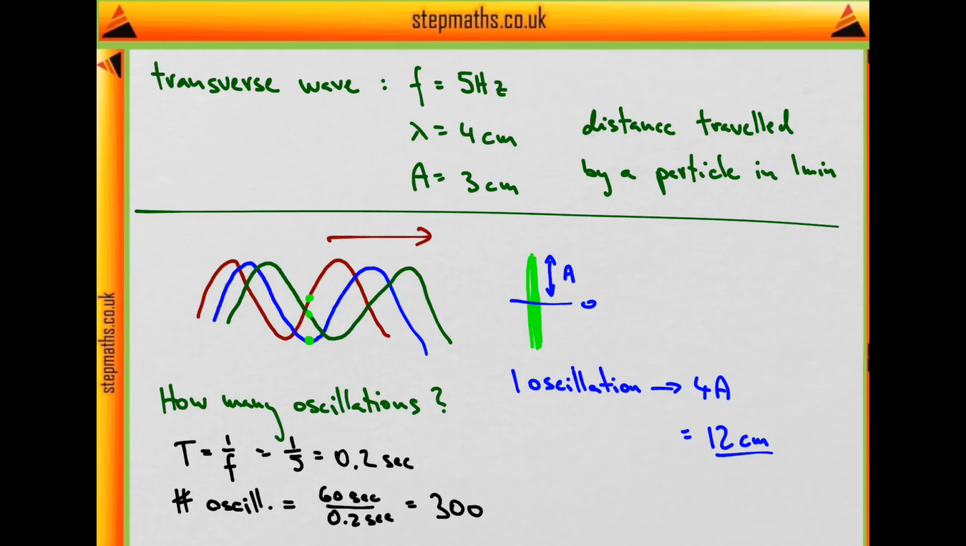During one such oscillation, we know that a particle will travel 12 centimeters in the medium, up and down and back up. So the total distance traveled by that point will be 12 centimeters times 300, which gives 3,600 centimeters. And that is our final answer, and in the exam, that was option E.